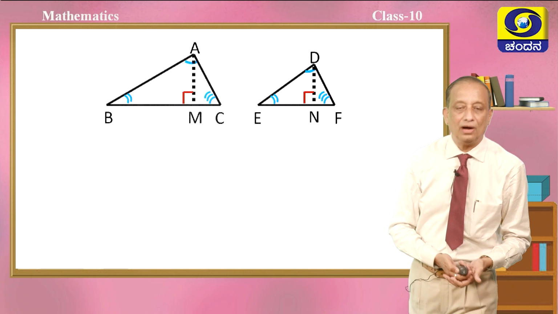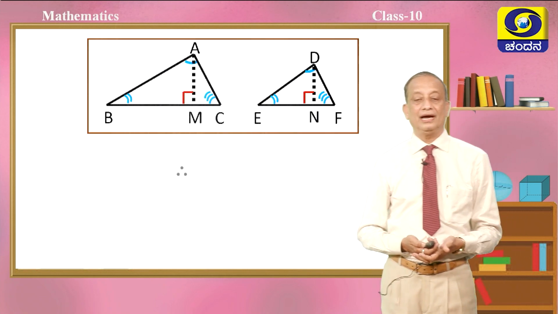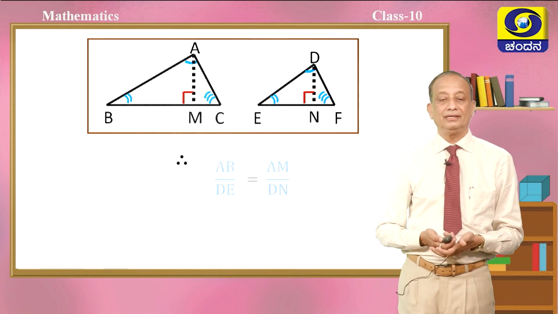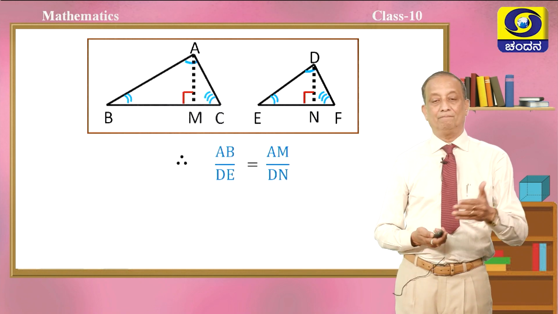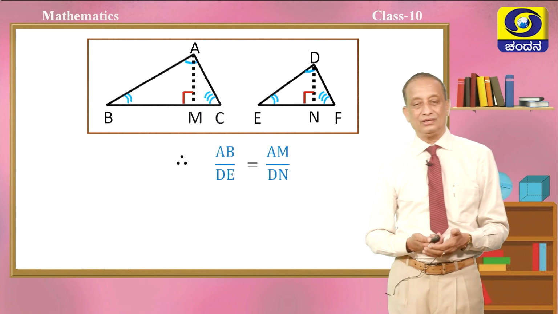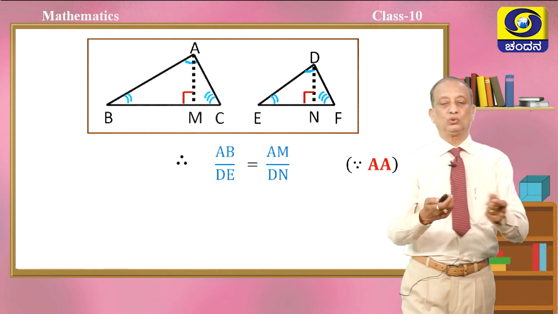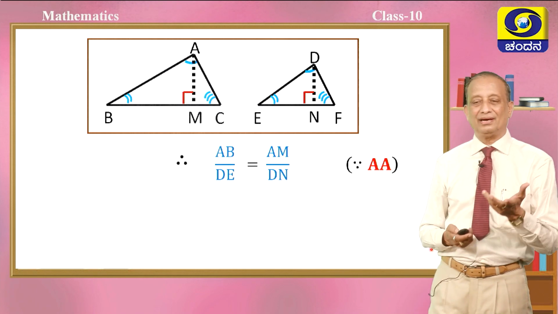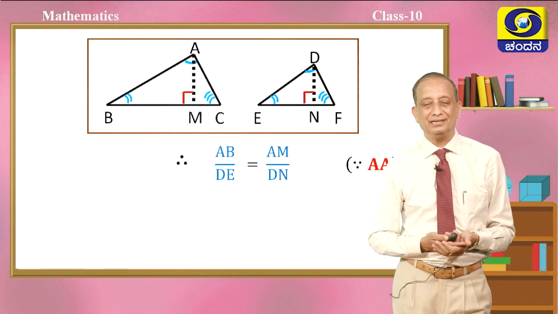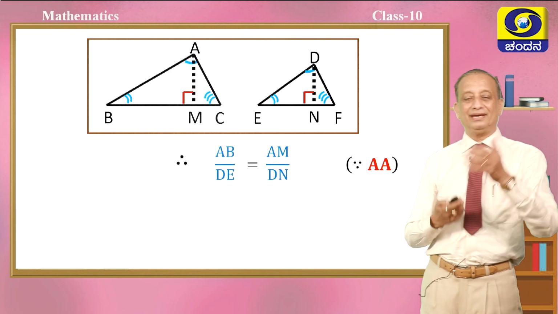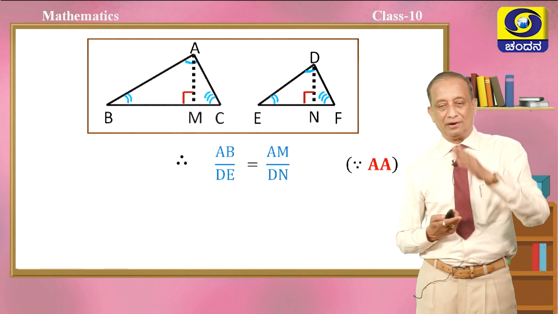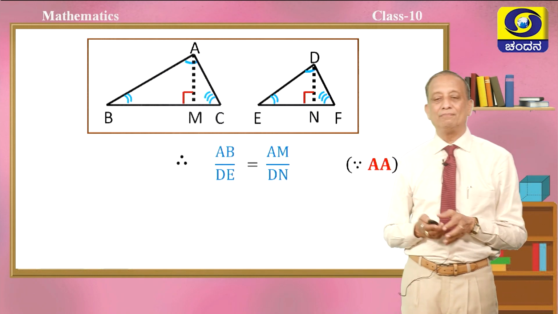Now, in this figure we have understood that AB by DE is equal to AM by DN because those two triangles are equiangular. When they are equiangular, the corresponding sides must be in the same ratio. So on account of AA criteria, AB upon DE is equal to AM upon DN.